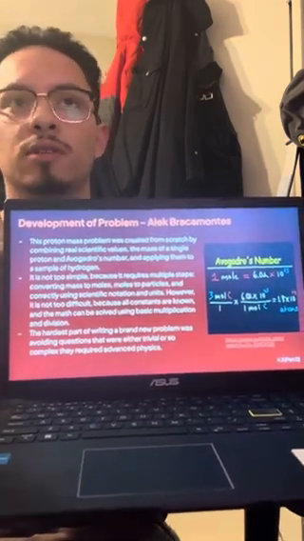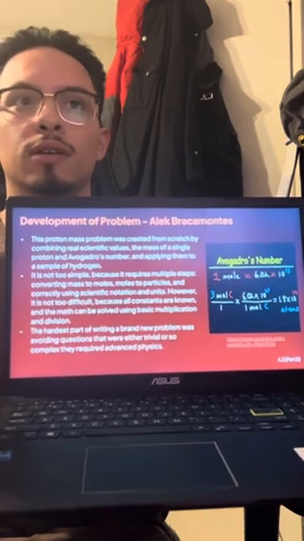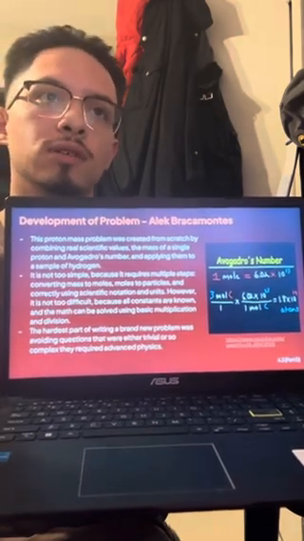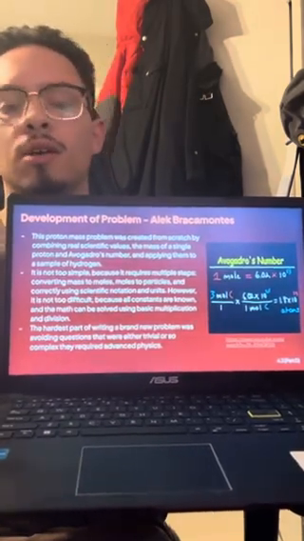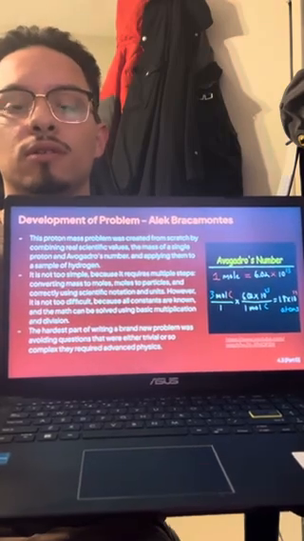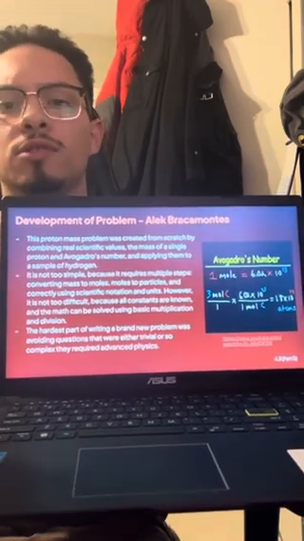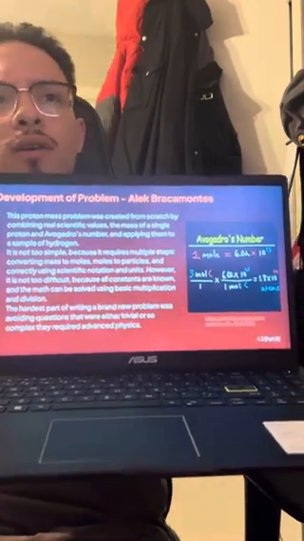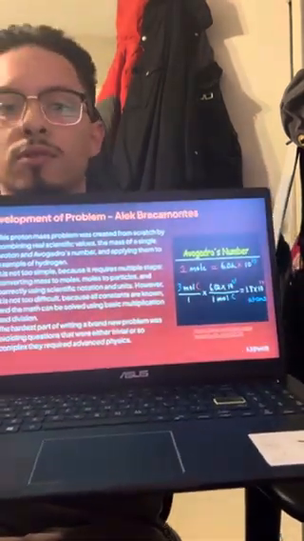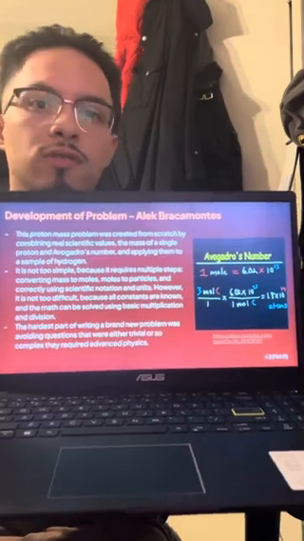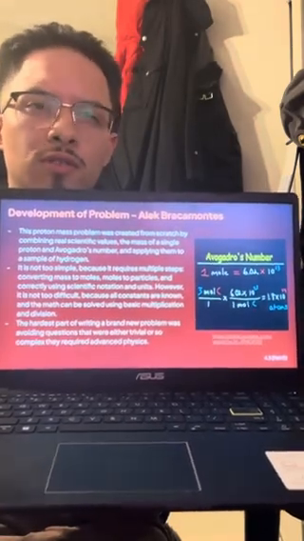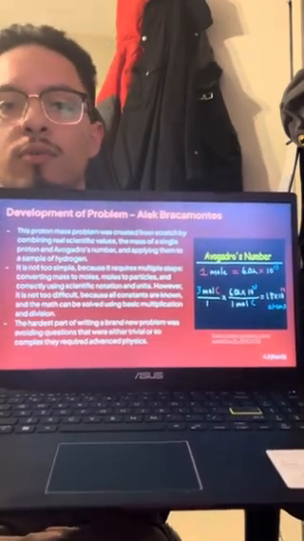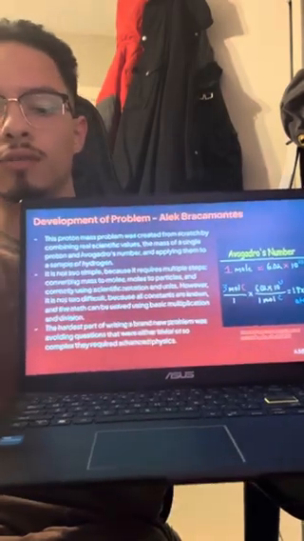It's not too simple because it requires multiple steps, like converting and correctly using scientific notation and units, but it's also not too difficult because the only requirements are basic multiplication and division that you should already know. But the hardest part, of course, was trying not to make this too trivial, so easy and simple that you could solve it real quickly, and not too complex that it would stress you out and give you a little headache.